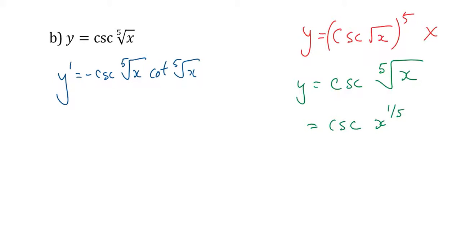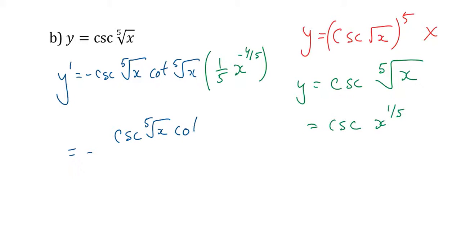So negative cosecant u, cotangent u, u doesn't change. Now I multiply by derivative of the angle, 1 over 5 x to the negative 4 over 5, subtracting 1. And again, typically we clean up negative exponents. So I'd rewrite this as negative cosecant cotan over 5 fifth root of x to the 4th.